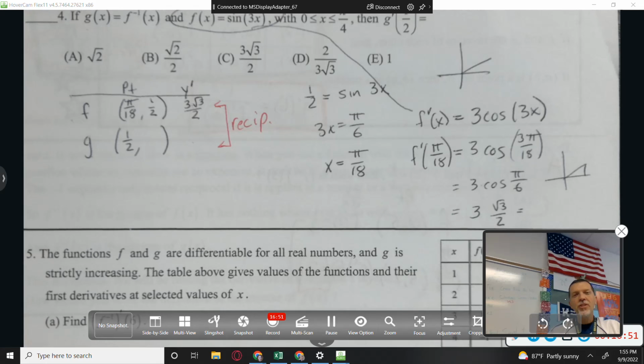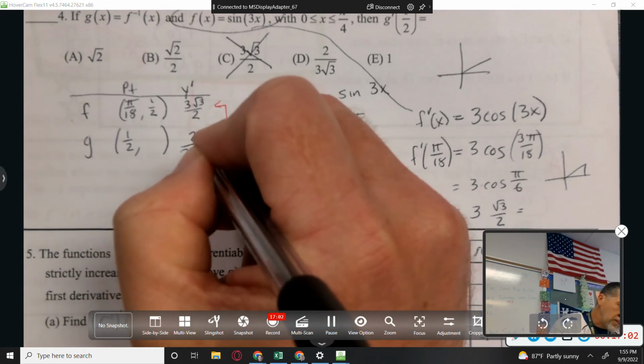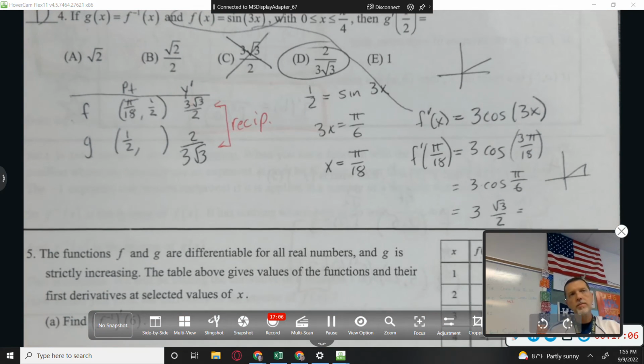Man, we've done so much work, it's really tempting to circle answer choice C. No, you have to flip it over. I gotta flip it though. Don't be tempted. Gotta remember to flip it, so it would be answer choice D. You also notice that we didn't even find g's formula. We just flip it and we're good.